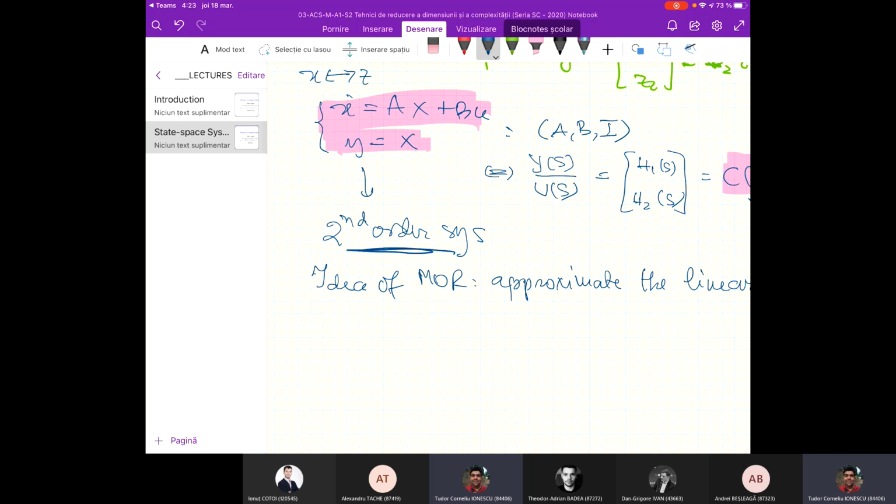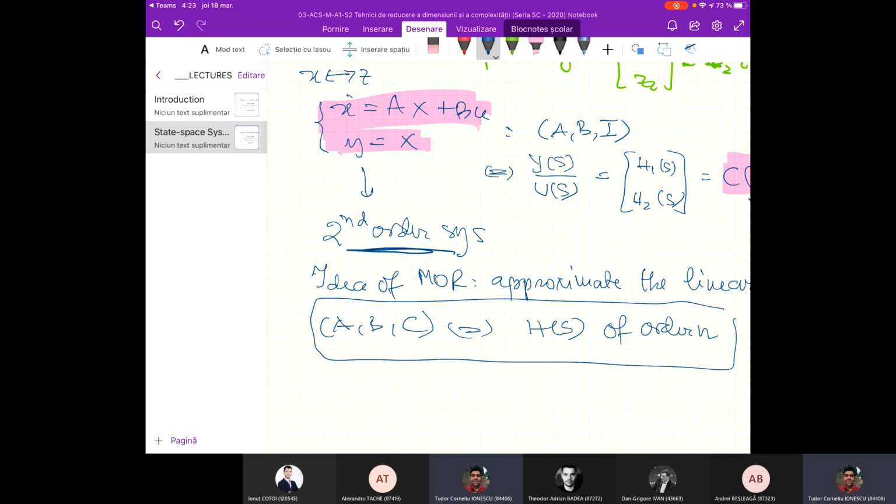So in model reduction, you get ABC, which is equivalent to the transfer matrix of order n, and you want to approximate this with a lower dimensional system.